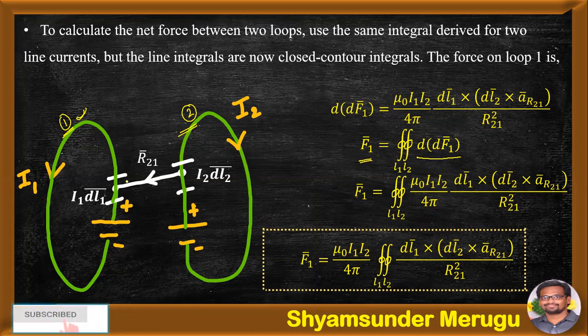And we can also find the force on loop 2 because of loop 1. So in that case, the magnitudes of the forces exerted on each loop due to the other loop will be the same, that is F1 bar will be equal in magnitude to F2 bar, but they differ in direction. That means F2 bar will be equal to minus F1 bar, and the remaining parameters in the equation remain the same except the negative sign.